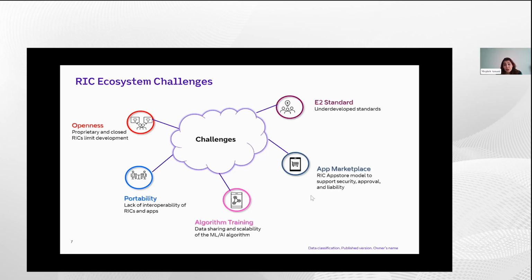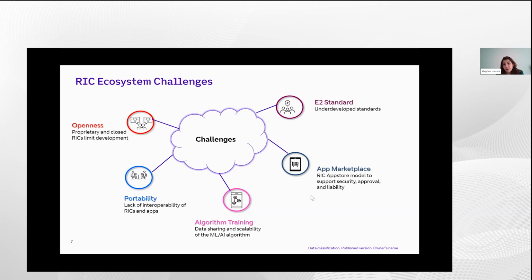Algorithm training, as we see, RIC performance is heavily reliant on the data, machine learning and AI algorithms. The data capturing is happening on the network operator side, so it's very challenging to share data with vendors and app developers to better develop these algorithms around more scalable data that we have on site. It's getting there, but still is challenging.